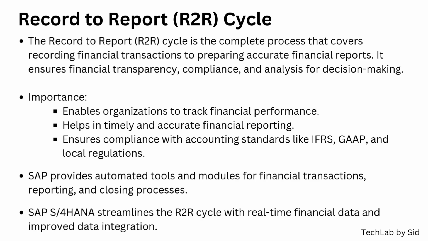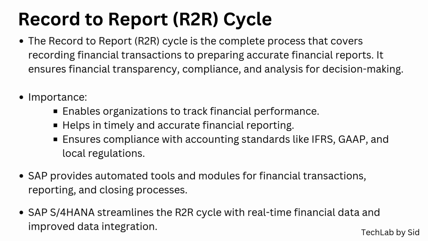What is the Record to Report cycle? The Record to Report cycle is the process that covers everything from recording financial transactions to generating financial reports. Think of it as a way to make sure the company's financial data is accurate and complete, and that it's used to create reports that help managers, investors, and regulators understand how the business is doing.